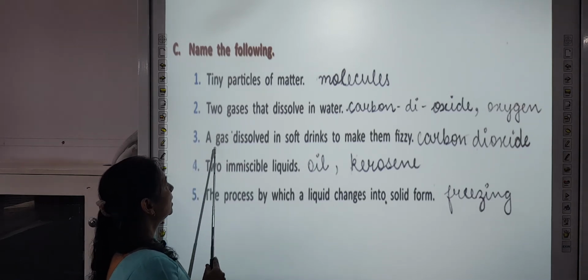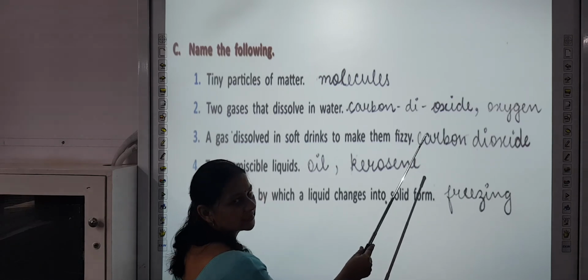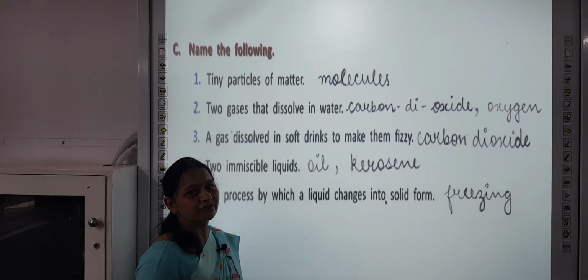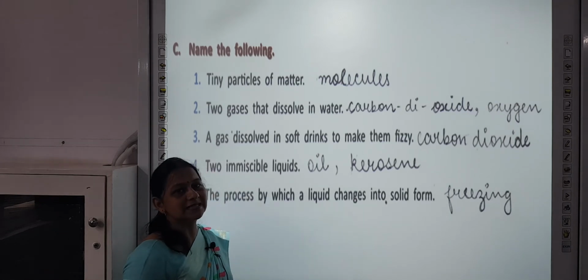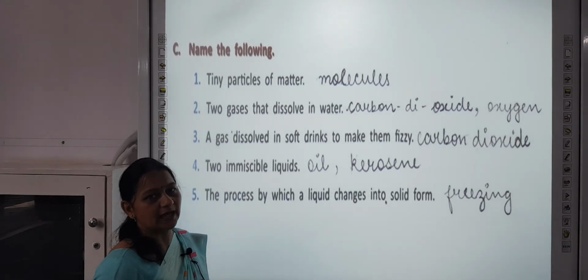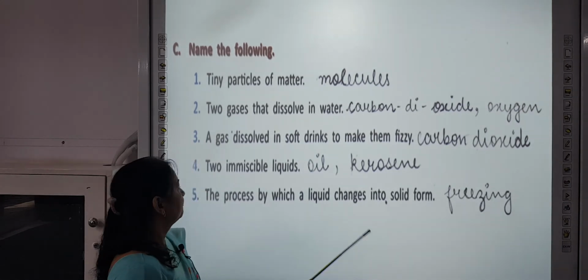The third one, a gas dissolved in soft drinks to make them fizzy. The gas which is present in soft drinks is carbon dioxide. This makes the soft drinks fizzy, and due to this they have a pungent taste.